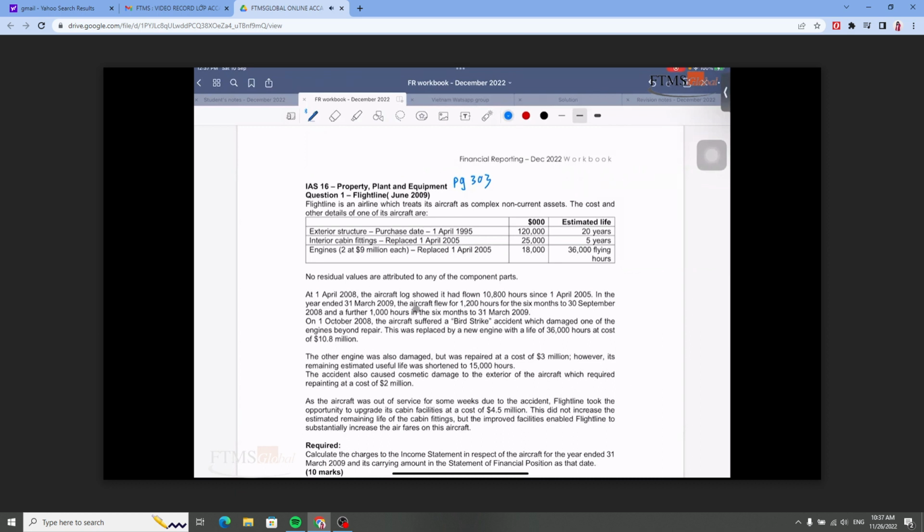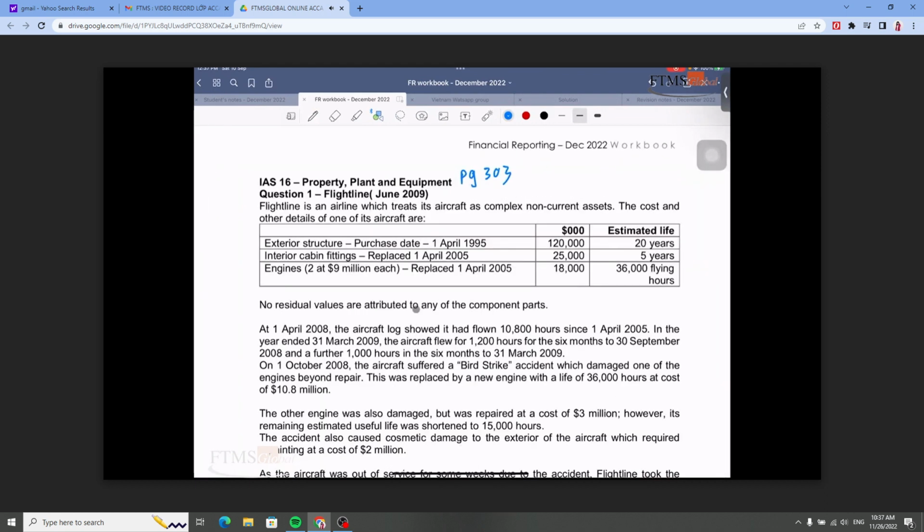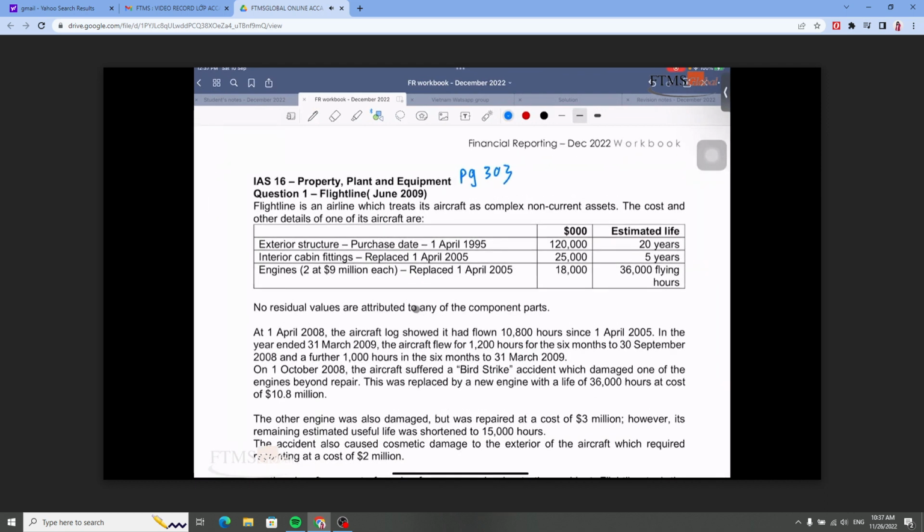If you read this question, Flightline is an airline which treats its aircraft as a complex non-current asset. The cost and other details of one of its aircraft are as follows. To me, I don't really care about how they classify the aircraft. I think there are three categories of asset. That's all. One is called exterior, one is called interior, and the other one is called engine. So three assets, simple as that.